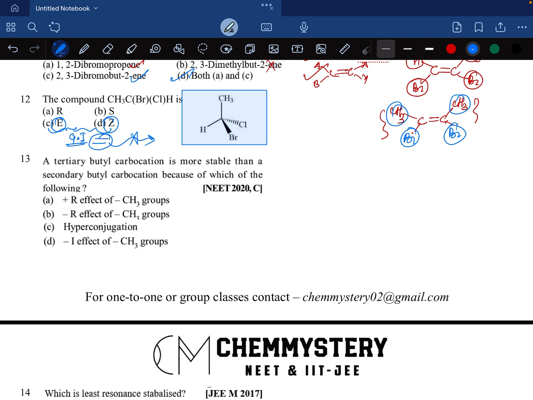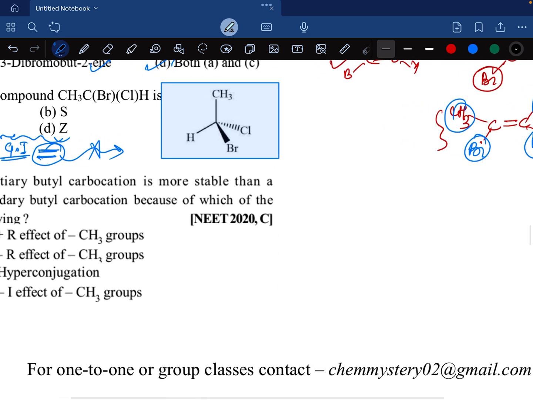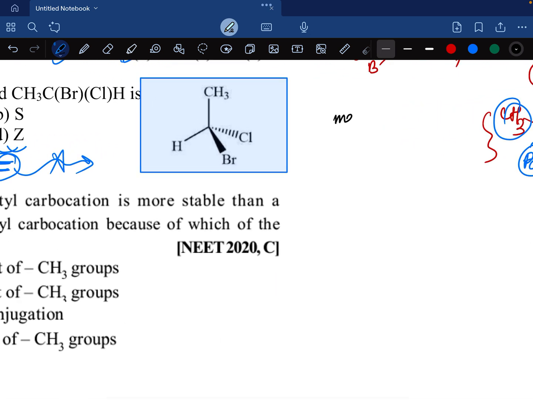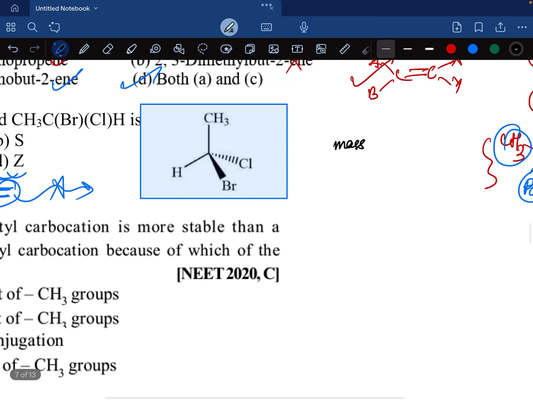So you can cancel out E and Z. The answer will be either R or S, right? Because for E and Z type of systems we deal with geometrical isomers, not in this kind of case. Either it will be R or S. So for finding R and S, how do we do this? We put numbers according to the mass. Now whose mass is more out of the 4 groups attached?